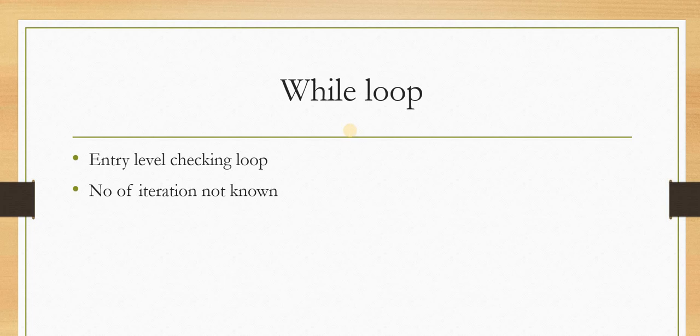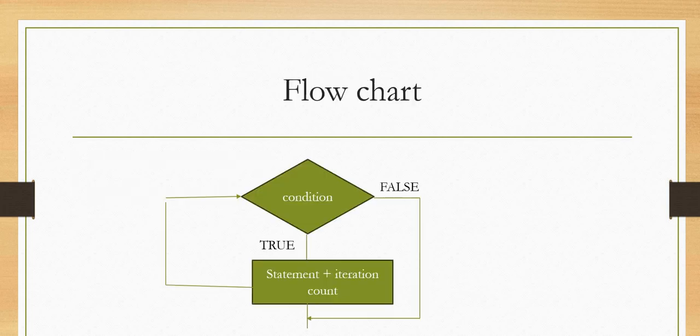Now we are going to see about while loop. While loop has another name called entry level checking loop. That means before entering into the body of the loop, it checks the condition. If it is true alone, it enters into the loop. If the iteration count is not known prior, then we go for while and do while loop. For loop needs the number of times it should be executed. Here, if the condition is true, the statement is executed. Meanwhile, the iteration count should be given within the statement block. If the condition is false, it moves out of the block.